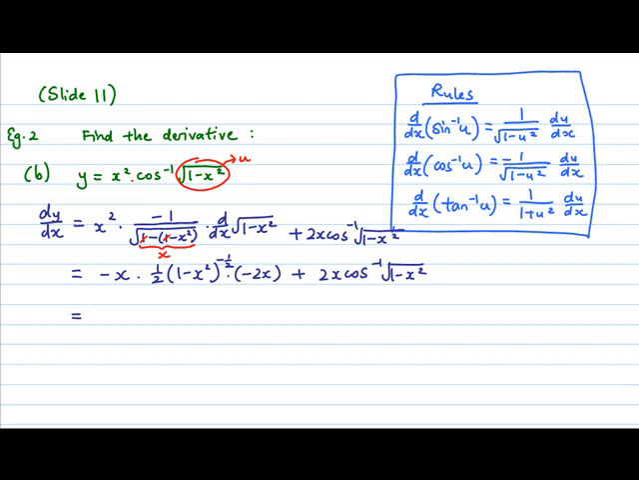Now, let's simplify this even further. I have a 2 which will cancel with a 2. Negative x multiplied by negative x is positive x squared. Let me bring this down to the denominator and copy the rest. That's it.